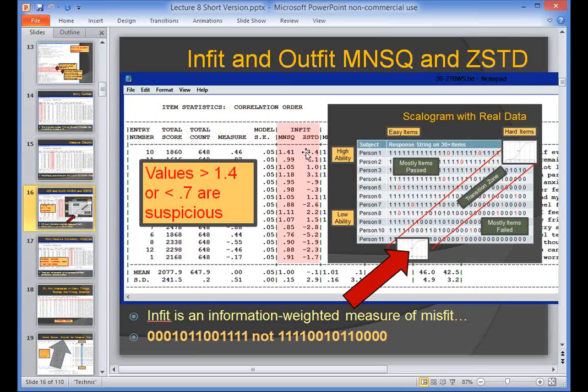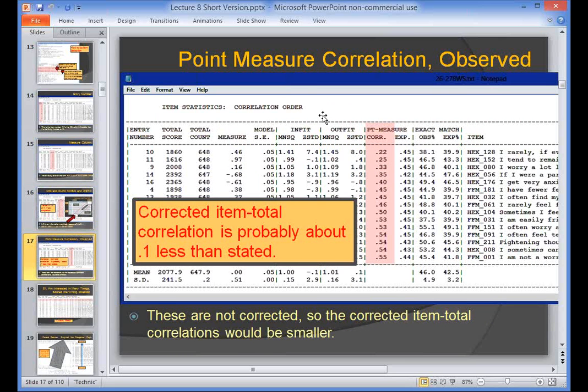And you're going to notice there are 2 parts here, MNSQ and ZSTD. This is the Z-score of the fit of the item. This is going to be heavily influenced by sample size. The mean squares, this puts all of the fit statistics on the same metric. So this is the one that you're usually going to be looking at. Values greater than 1.4 or less than 0.7, or some people say 0.6, are going to be suspicious. Okay? And it's going to be the same for infit, same guidelines for infit and outfit.